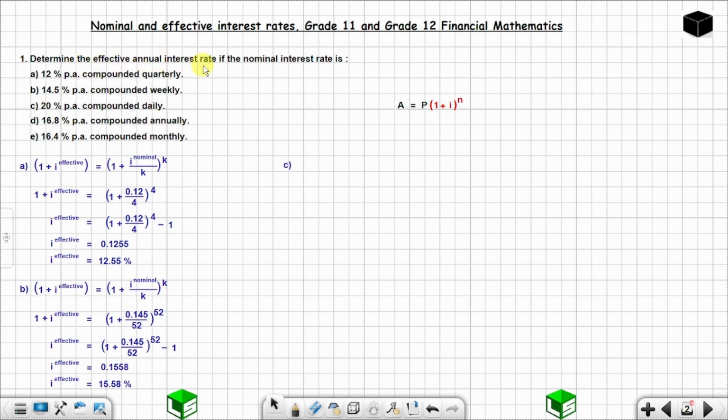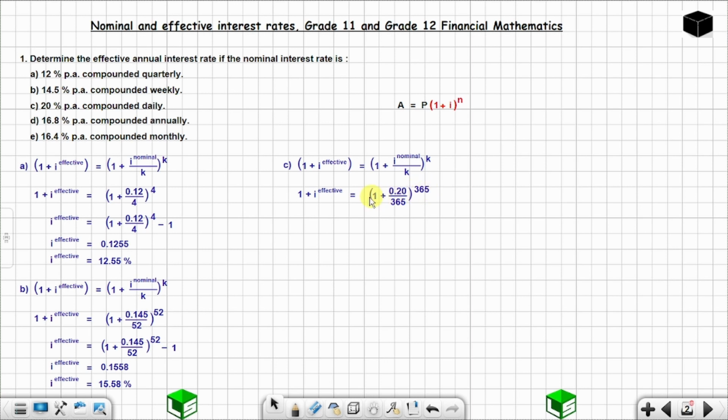Okay, now question C. Determine the effective annual interest rate if the nominal interest rate is 20% per annum compounded daily. We're still going to use this formula. You have 1 plus effective annual interest rate is equal to, in bracket, 1 plus the nominal interest rate, 20% per annum compounded daily. Divide 20 by 100, you are going to have 0.2 over k. k is equal to 365, because you have 365 days in a year. You close your bracket to the power of k.